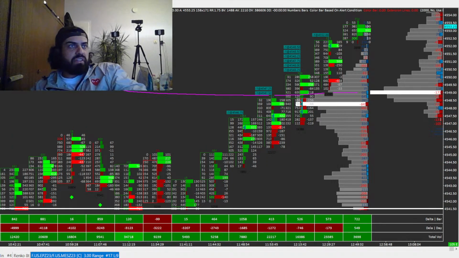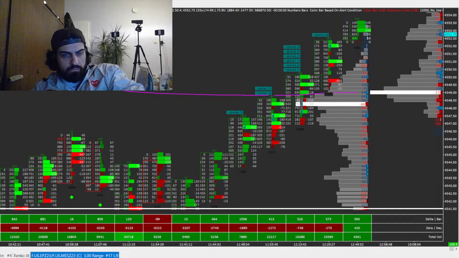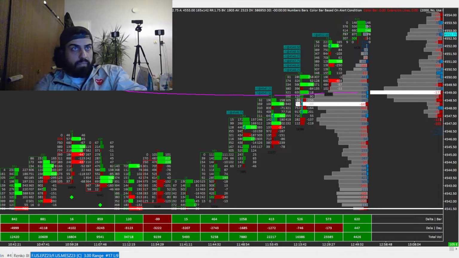I don't know why Sierra does that. Sierra Charts, like some of my fills are so wonky. Let me know if you have any questions about this.